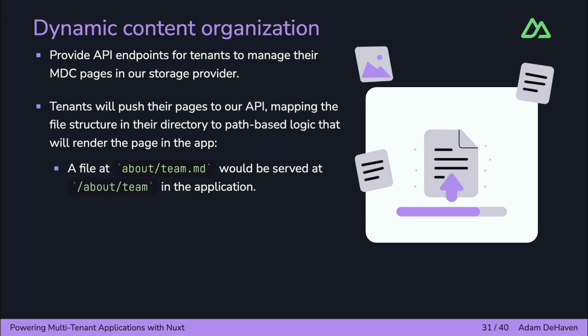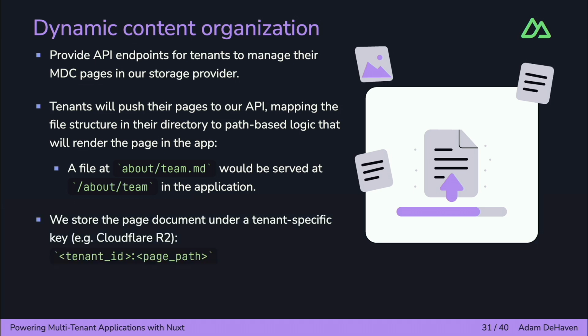Tenants will push their pages to the API, though, once they're authenticated or with their API key or what have you, mapping the file structure in their directory to path-based logic that'll render the page in the app. So for an example, if you have a file at about/team.md, it would be served at /about/team in the actual application. So we'll store this page document once pushed under a tenant-specific key. So for example, in Cloudflare R2, we'll use the tenant ID and then the page path as the unique key.